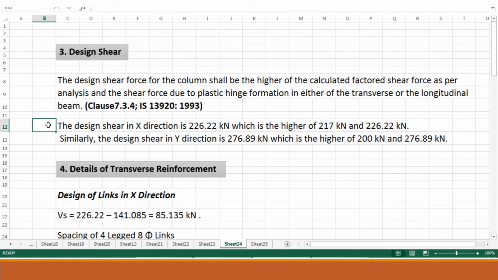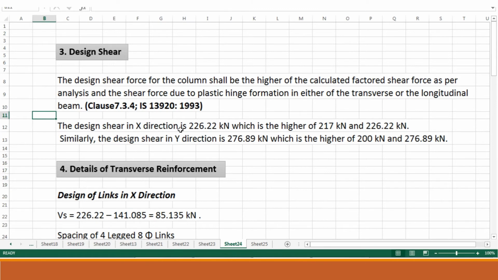Now the design shear force for the column shall be the higher of the calculated factored shear force obtained from the analysis, and the shear force due to plastic hinge formation in either the transverse or longitudinal beam. This is as per clause 7.3.4 of IS 13920.